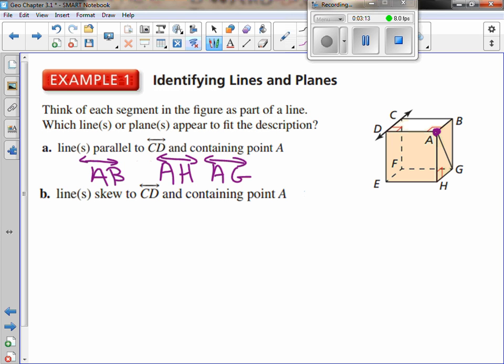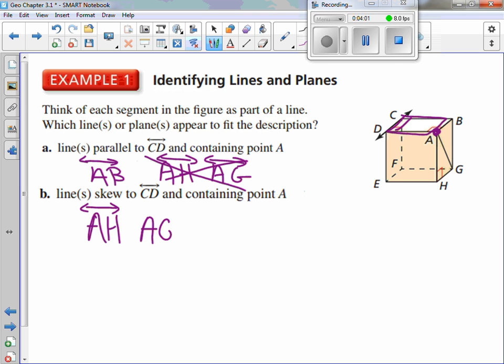So do AH and AG intersect the line CD? No, they don't. They don't cross. But are they coplanar to CD? Are they contained in the same plane? Because the plane would be this box here, yes, that extends out indefinitely. Are AH and AG in that same plane? Well, no, they go through the plane, yes? So we don't consider them to be parallel. But they would be considered skew. Because for skew lines, the lines do not intersect, but they are not contained in the same plane. We call those skew lines. Those would be considered skew.